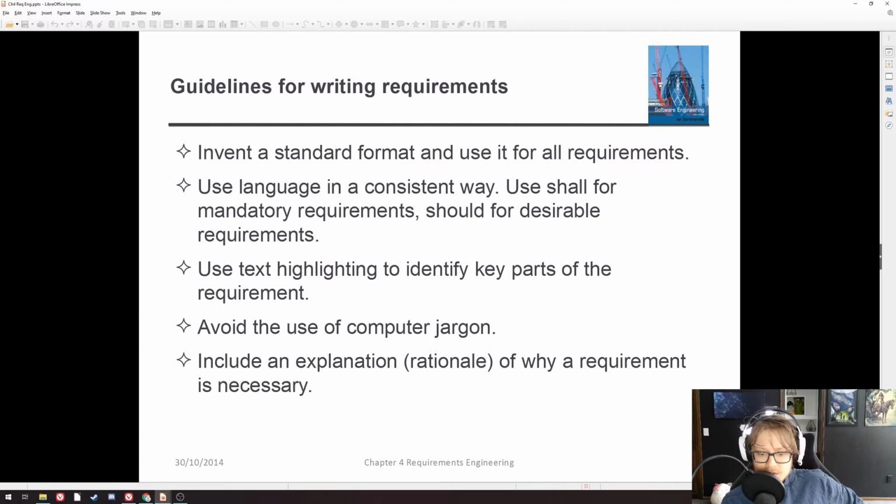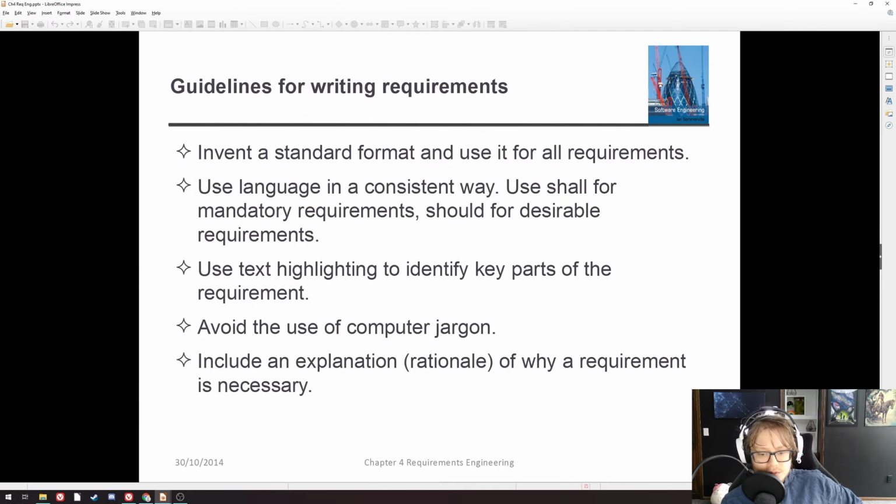But anyway, come up with a format, use it. Use different kinds of text highlighting, italics we use for non-functionals, whatever. Or highlight parts of the document that are more important. Always avoid jargon when you're writing in natural language. And try to rationalize why your requirements are necessary.